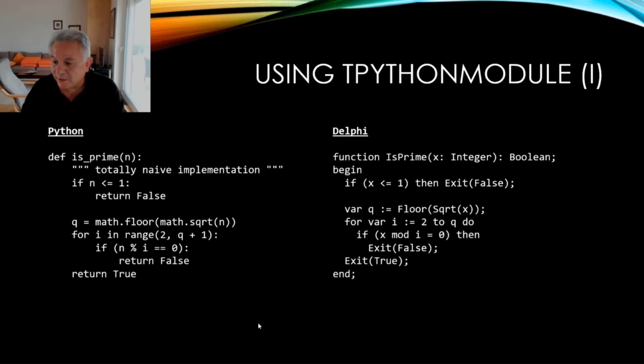You can see what the code does. Basically, it takes a number, an integer. If the number is less than 1, it returns false. Then it calculates the square root of n, and then tests all the numbers from 1 to q, whether they are perfect divisors of n. If yes, it returns false. Otherwise, it returns true.